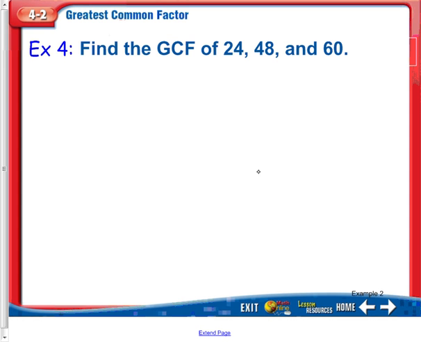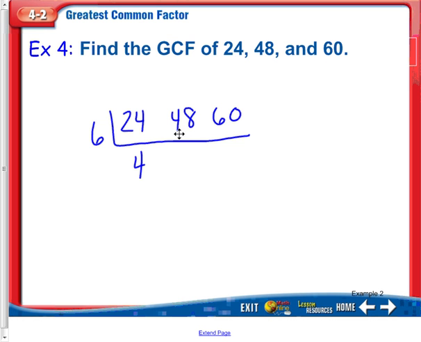So again, find the GCF of 3 numbers, 24, 48, and 60. So thinking about all these numbers, again, you want to try to think of the biggest number that can go into them all. Well, 24, 48, and 60, all of those can be divided by 6. 24 divided by 6 is 4, 48 divided by 6 is 8, and 60 divided by 6 is 10.